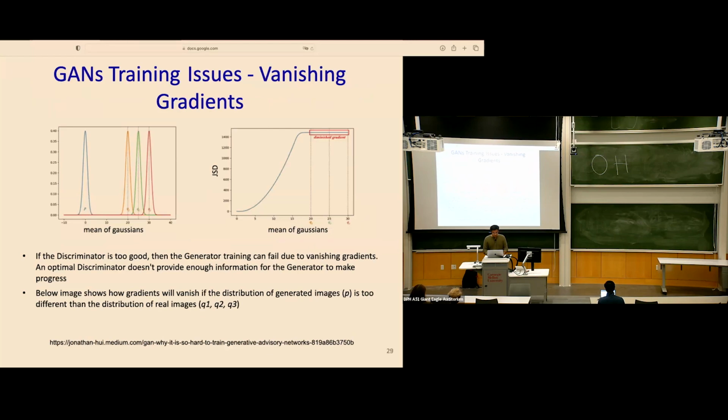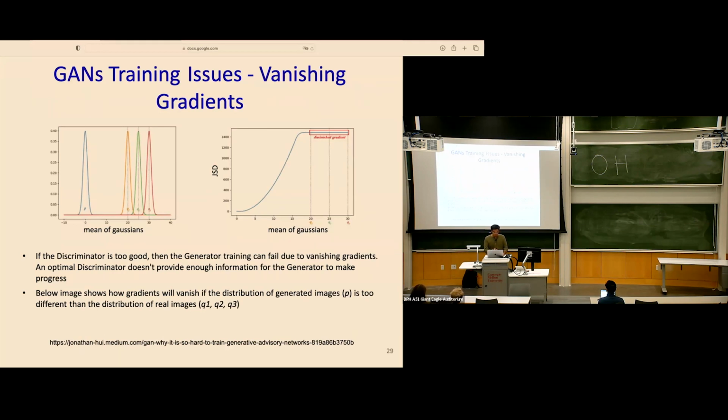So another issue is vanishing gradients. Let's say our discriminator gets initialized to a very good point to correctly classify fake images in the first pass. In that case, it will provide no feedback to the generator, and there is no gradient to optimize the generator. We can see that through this representation.